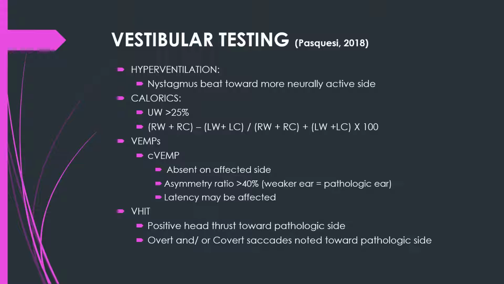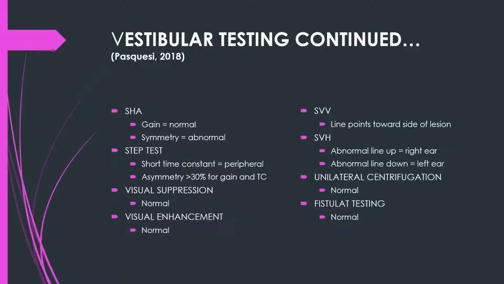With vHIT, you would see a positive head thrust toward the pathologic side, and you'll see overt and covert saccades noted toward pathological side. So for the rotary chair testing, gain would be normal, symmetry would be abnormal. Step test, you would see a short time constant, which is indicative of a peripheral lesion.